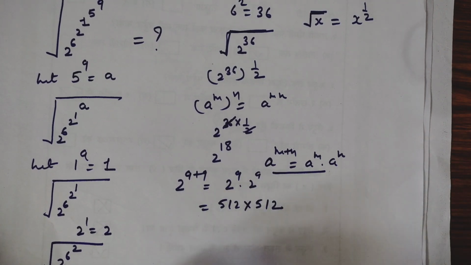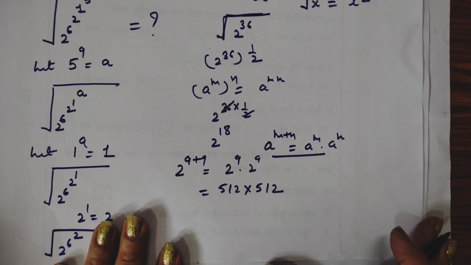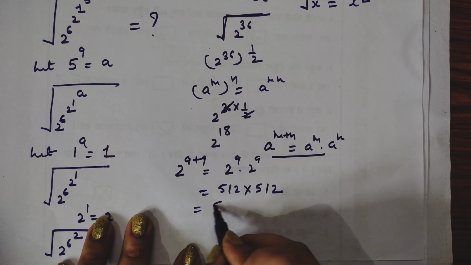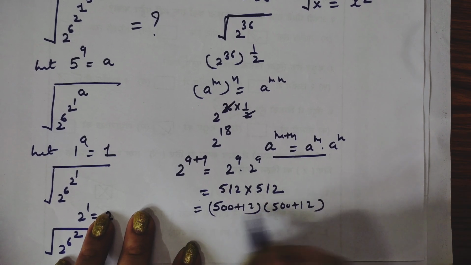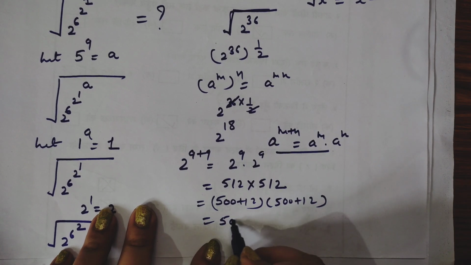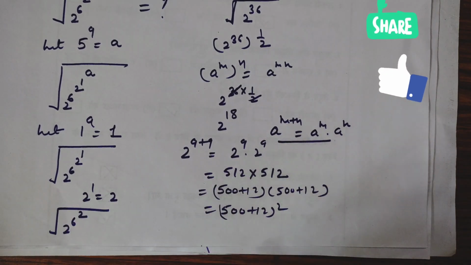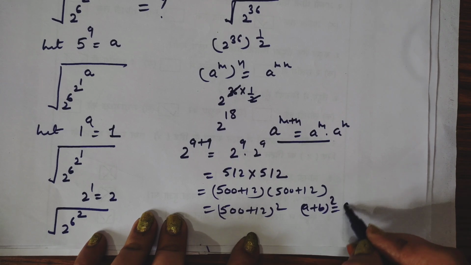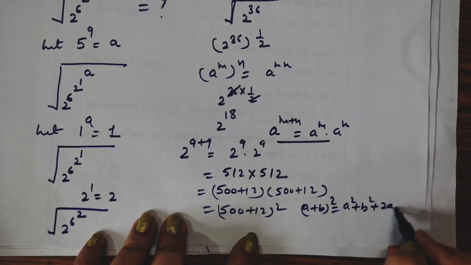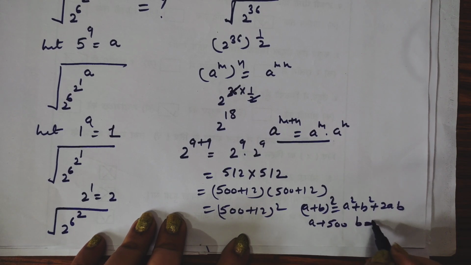So your answer, if you multiply 512 into 512 easily, you'll get the answer directly. Otherwise we are using the identity. So can we write 500 plus 12 and 500 plus 12? These terms are repeated, so we'll write 500 plus 12 whole square. By using the rule of identity, a plus b whole square, identity says a square plus b square plus 2ab. So your a is 500 and b is 12.